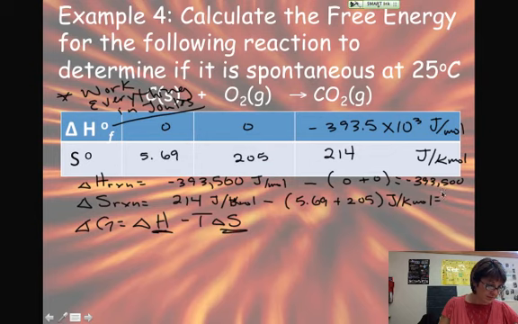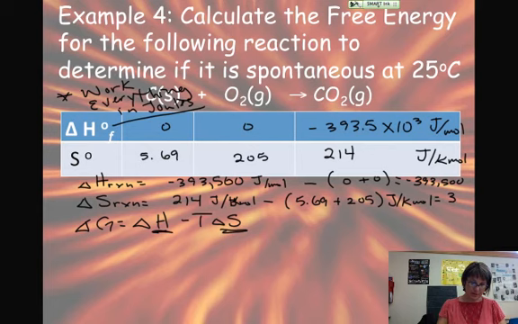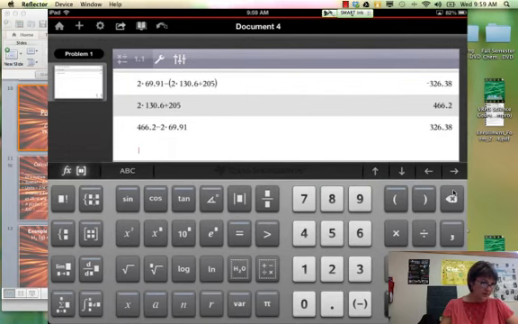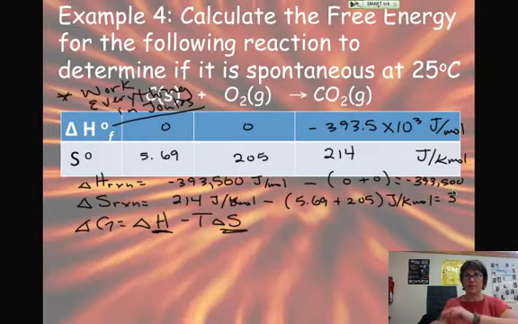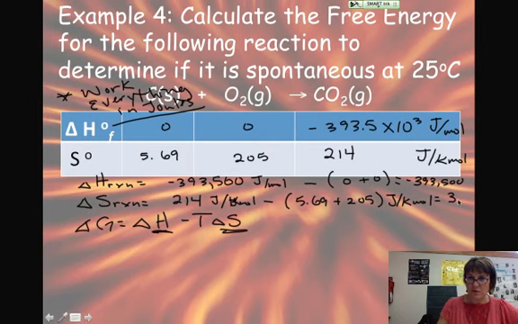I wrote it down. I've got to get my calculator out. Okay. So I need to have 214 minus the sum of 205 and 5.69. 3.31. Yeah, it was close. So 3.31, and that is joules per Kelvin mole.